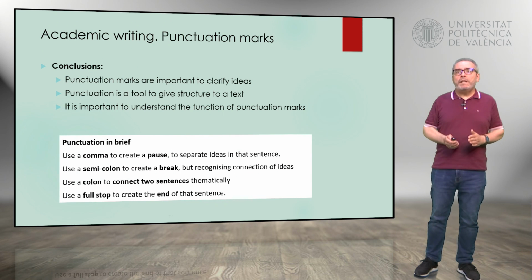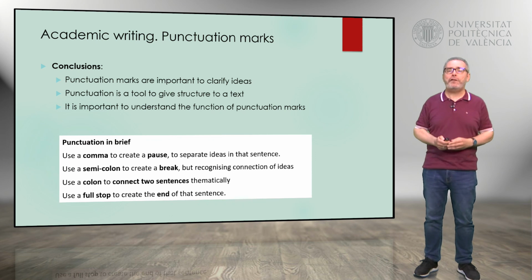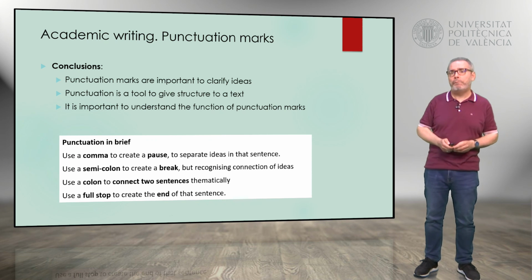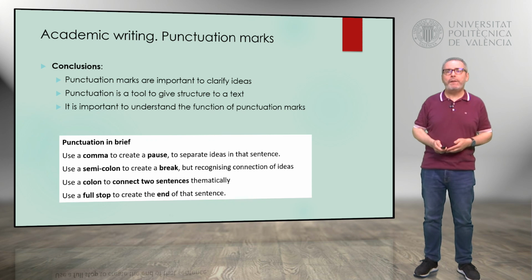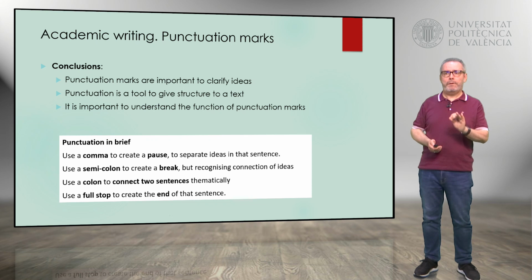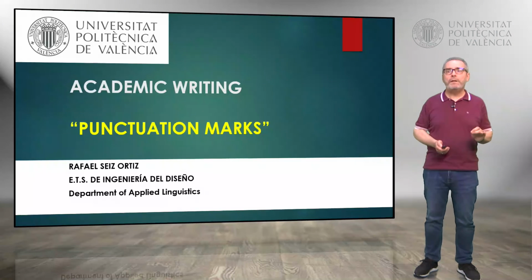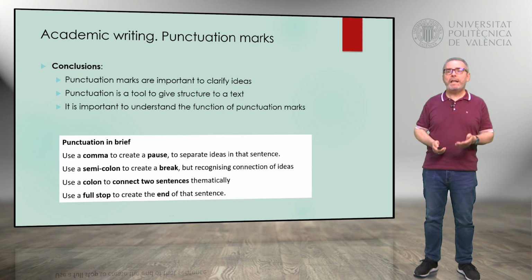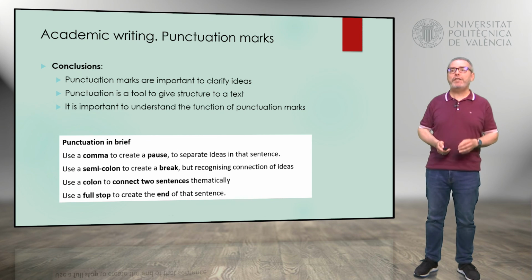In conclusion, punctuation is very important to clarify ideas. It helps to make the structure of a text very clear, which is crucial, and to understand the function of the different marks is very important. Punctuation in brief: use a comma when you want to pause, semicolon when you want to break, and a colon to connect two sentences, or a full stop to end or put a finish to your idea.